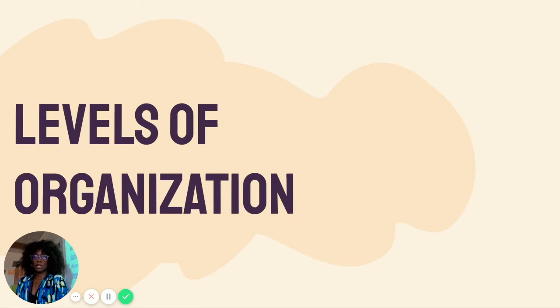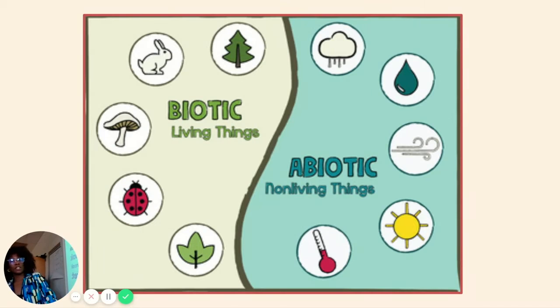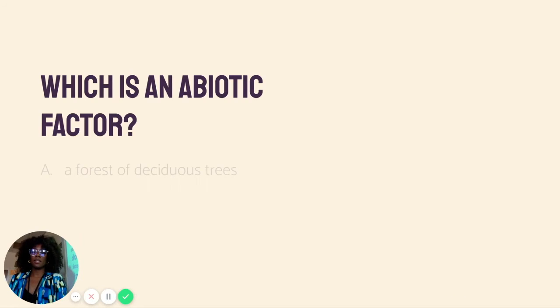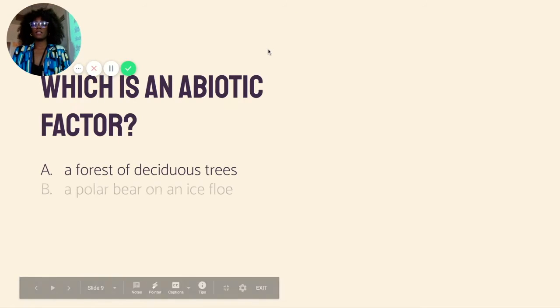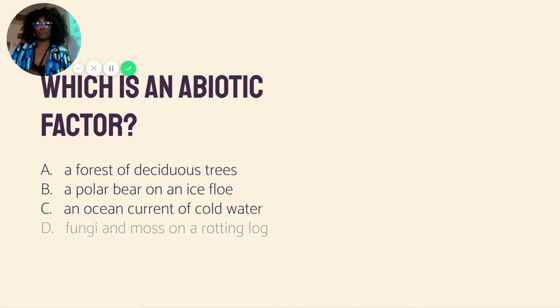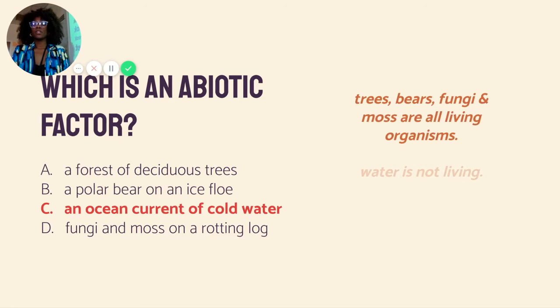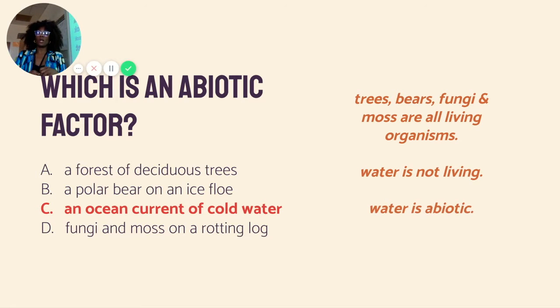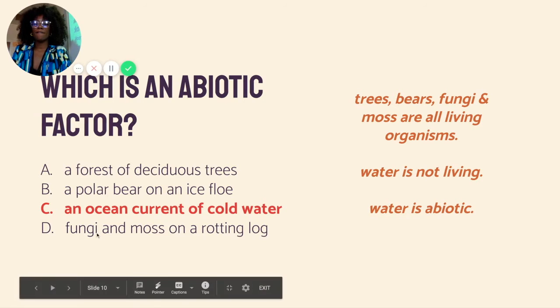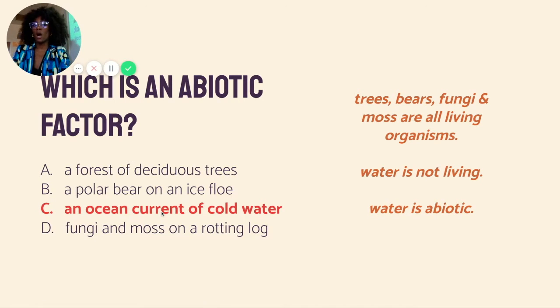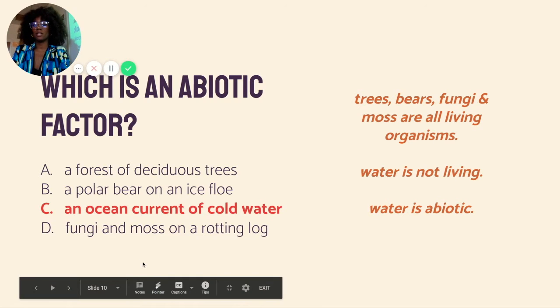Okay, so first topic to review is levels of organization. So of course we had biotic and abiotic factors. Everyone should know biotic means living, abiotic are non-living things. So which of these is an abiotic factor? Right? So C, an ocean current of cold water. Trees, bears, and fungi, moss, they're all living organisms. However, an ocean current, water is not living, water is abiotic.